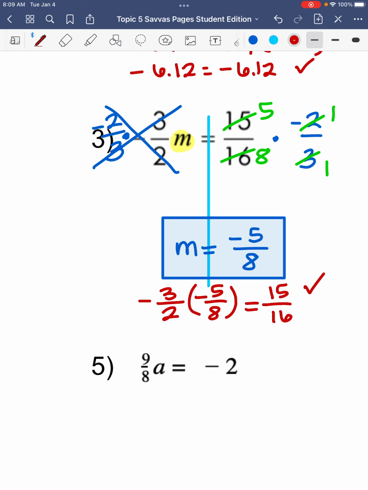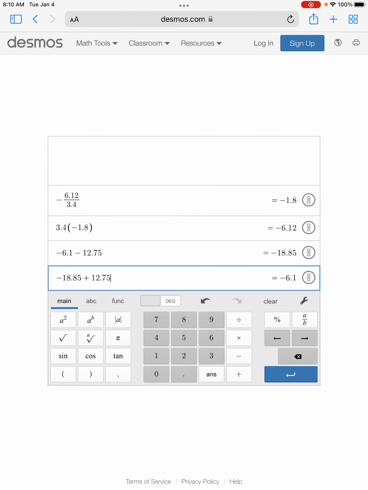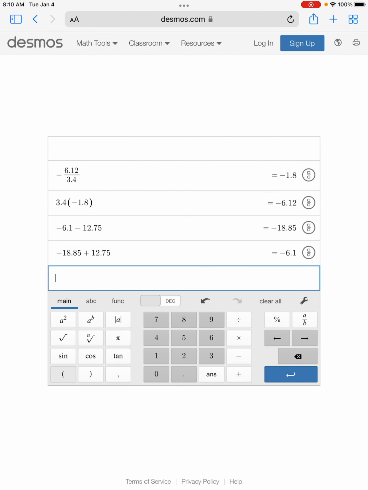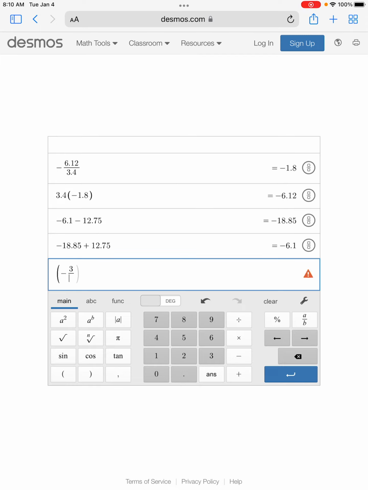And just to show you, we can put that into our Desmos calculator. So we have negative 3 over 2 times negative 5 over 8. And it gives me that decimal, 0.9375. But if I hit that button right there, it just makes it a fraction. So 15 over 16 is exactly what we were looking for.